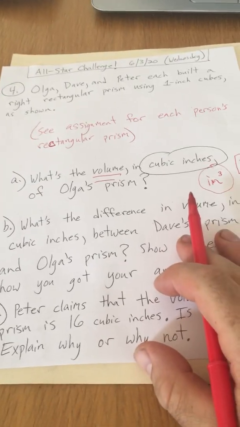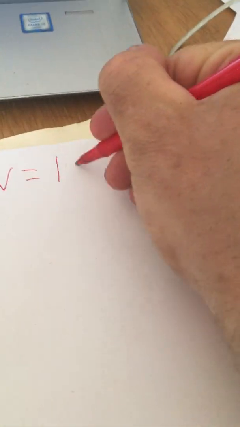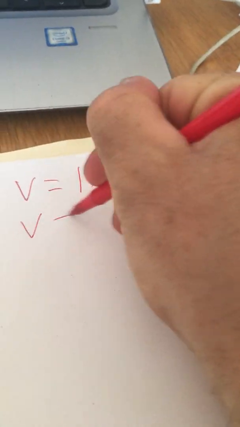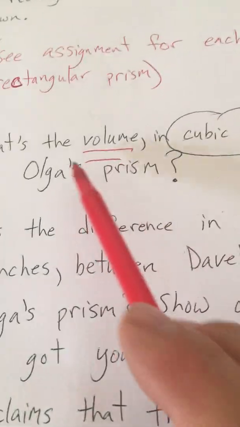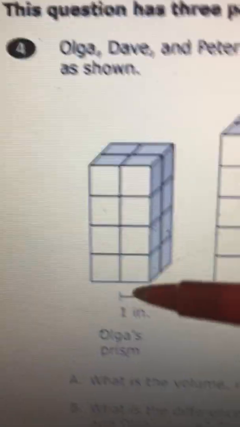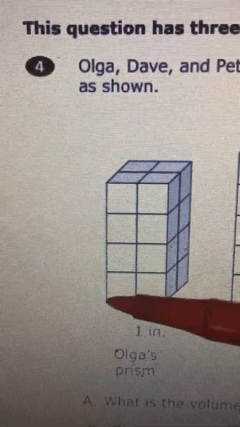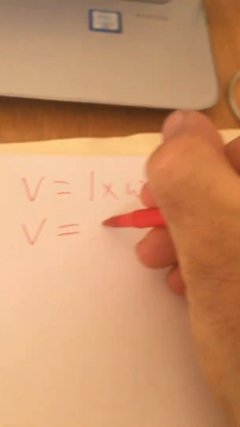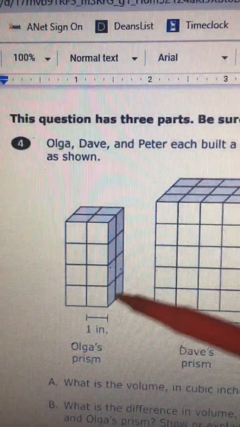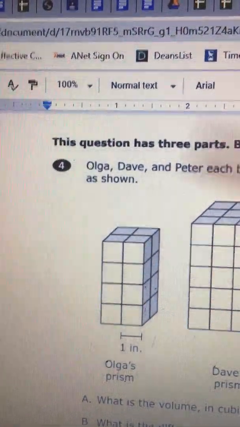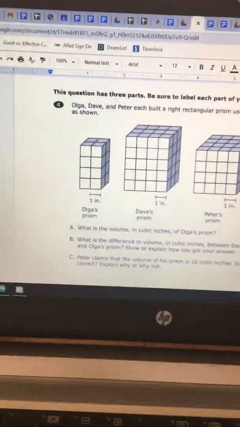All right, so it says, what is the volume of Olga's prism? So volume is length times width times height. They give you that on your reference sheet. We're looking at Olga's prism. Yep, so let's look for Olga. Here is her prism here. So the length is 2, because there are 2 of these cubic inches, so 2 this way. The width would be how wide it is this way. There's 1, 2 going that way, times the height is 1, 2, 3, 4. So we're going to do 2 times 2 times 4 to find the volume.